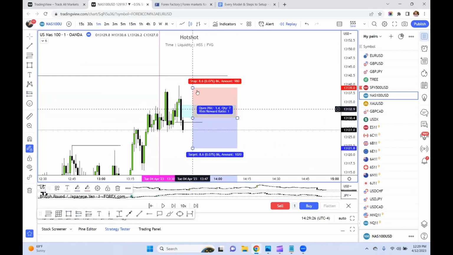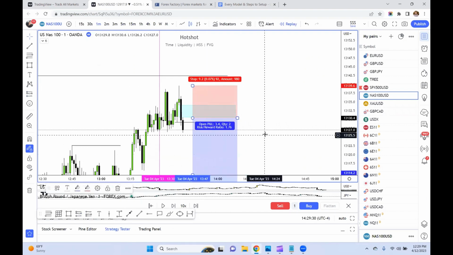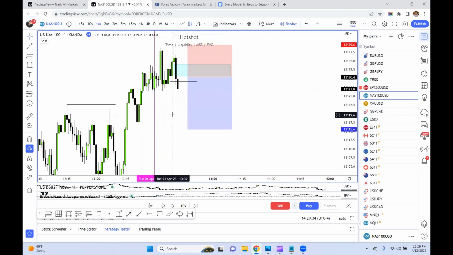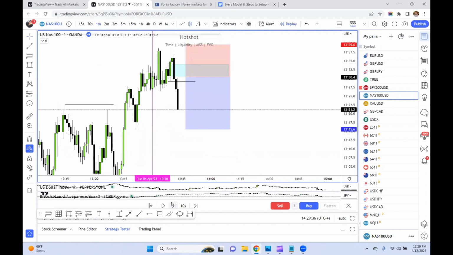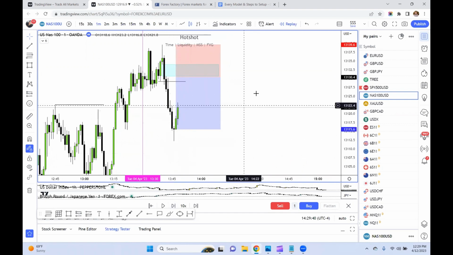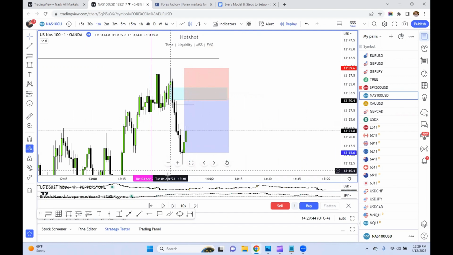So we would place our sell limit here, and we'd put our stop loss above the one candle. And we target opposing liquidity. So there's opposing liquidity right here. We'll go ahead and target that one for now. See if we get tagged in. Nope, we didn't even get tagged in. It moved away from us.